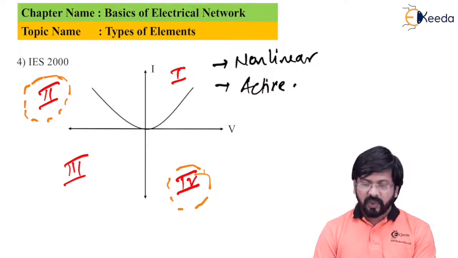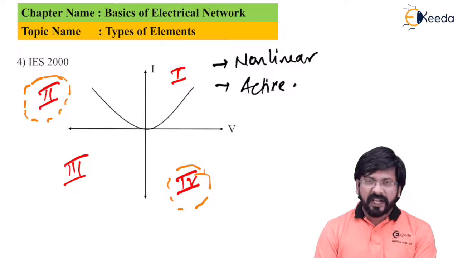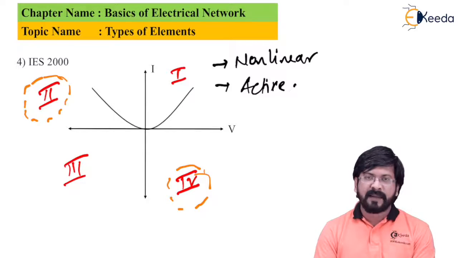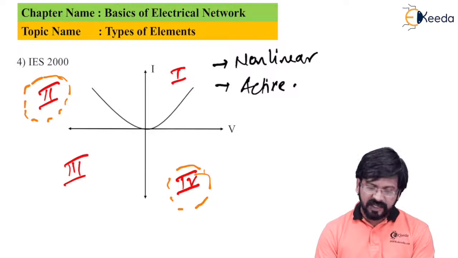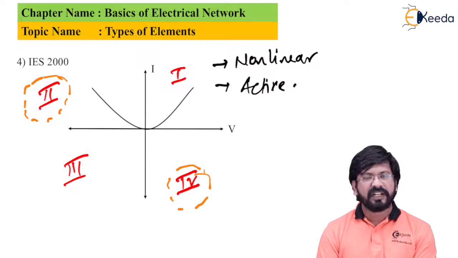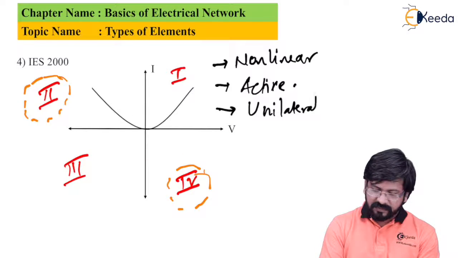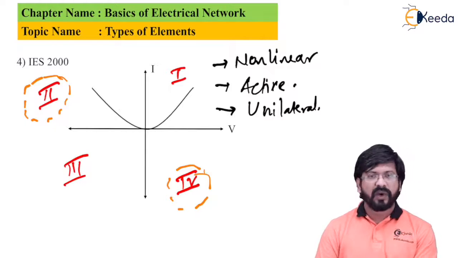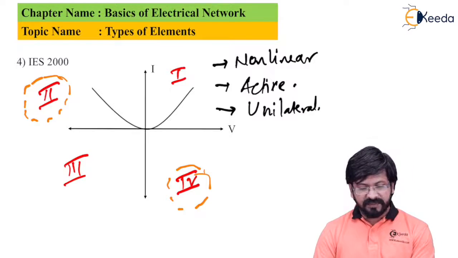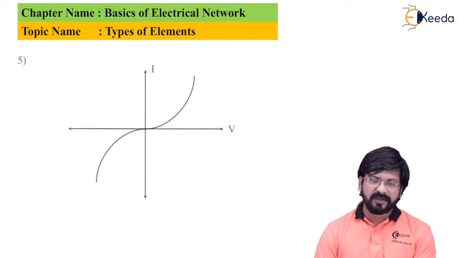The third step is to identify whether it is bilateral or unilateral. From the characteristic, it is quite clear that for the part of the characteristic appearing in the first quadrant, there is absolutely no characteristic falling in its opposite quadrant, that is the third quadrant, whereas whatever is present in the second quadrant doesn't appear in the fourth quadrant. It is a clear indication that it is a unilateral device. So as you can see, the given characteristic behaves as non-linear, active and unilateral. Let us go to the next problem.